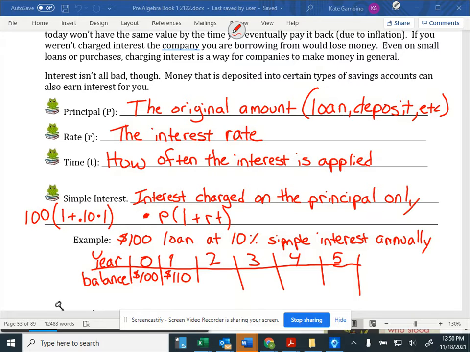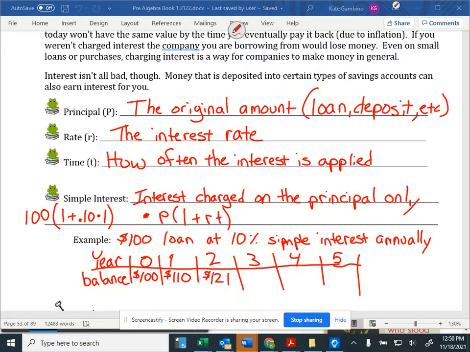So what would we get for year 2? Chase? Not 120. It is 121. Yeah. So you were close, but remember I said we're not just doing 10%, 10%, 10%. We have to do the formula.